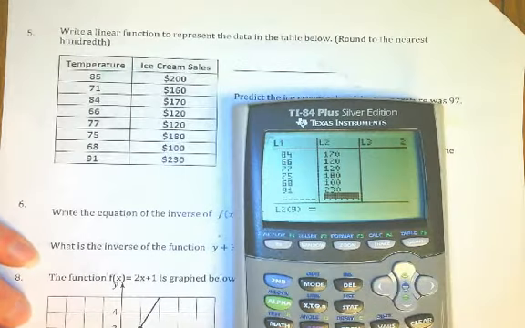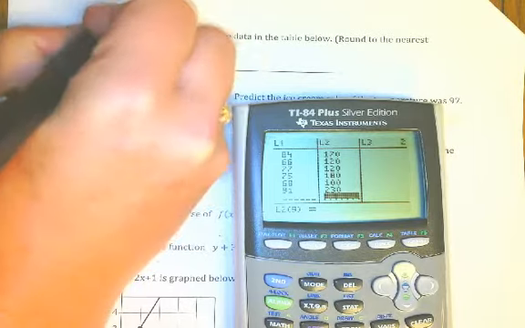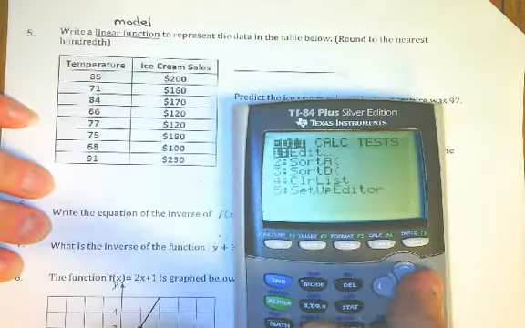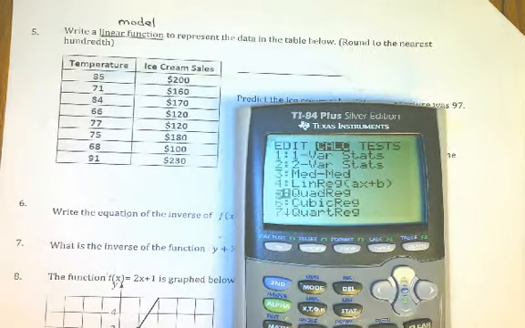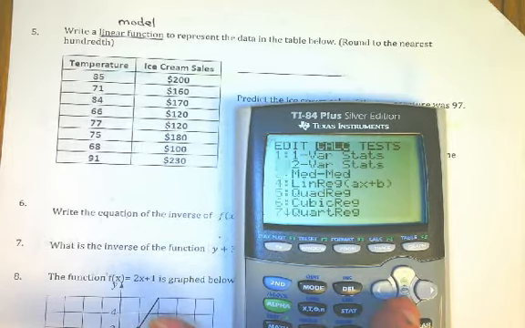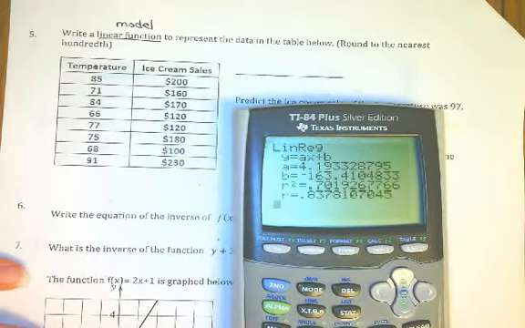Now they're asking me to write the linear function, so they want me to run the linear regression. Now they'll also call it a model. Okay, so I'm going to go to stat calc and go down to linreg. Oops, accidentally did quad. Here we go, number 4. And there's my equation. So I'm going to round the equation or the model to the nearest hundredths.